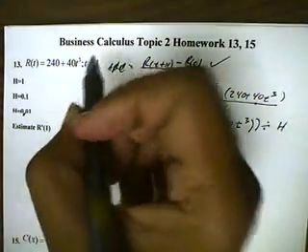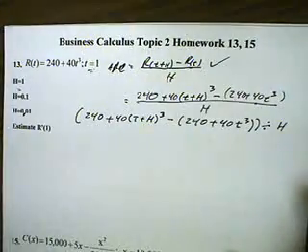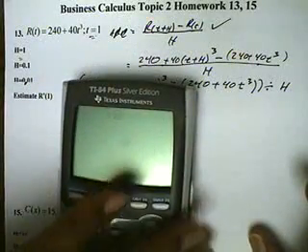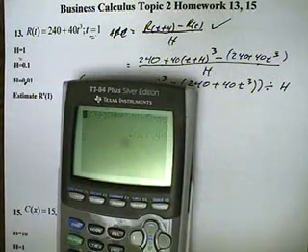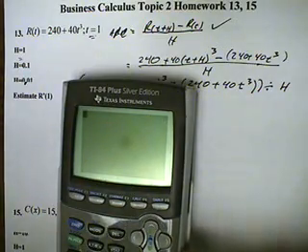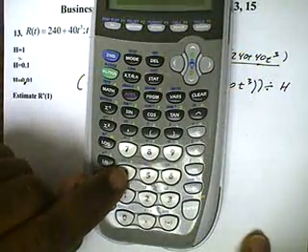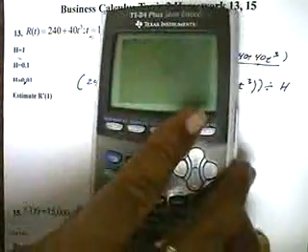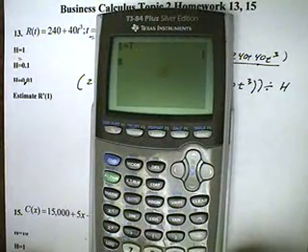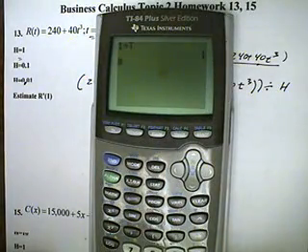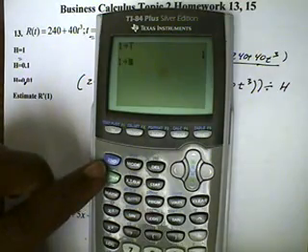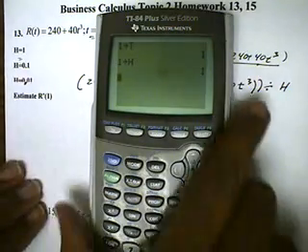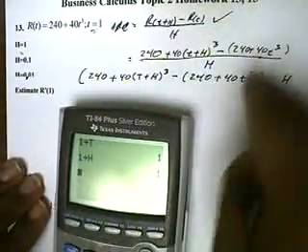Let's begin by putting in t is 1 and h is 1. First, t is located right about here. So I'm going to type 1 store alpha t, and enter. Then I'm going to type 1 store alpha h, and enter. Now all that's in there, and I'm going to type this equation in.